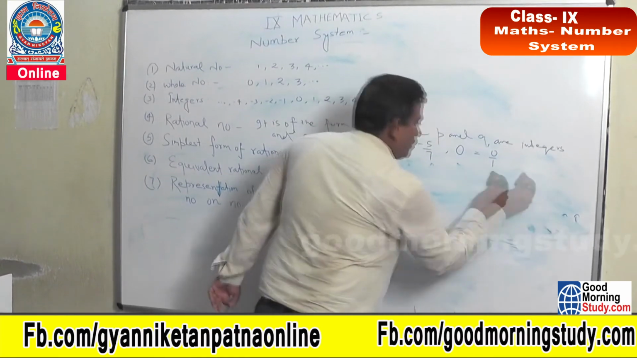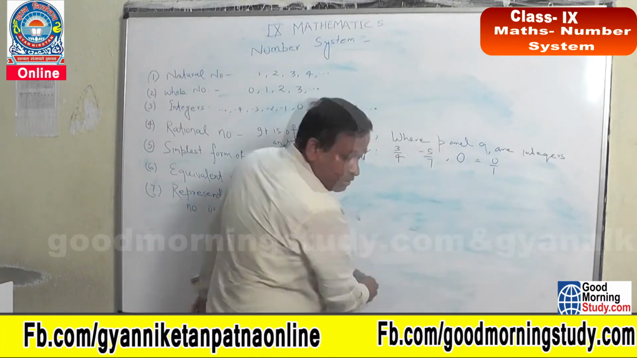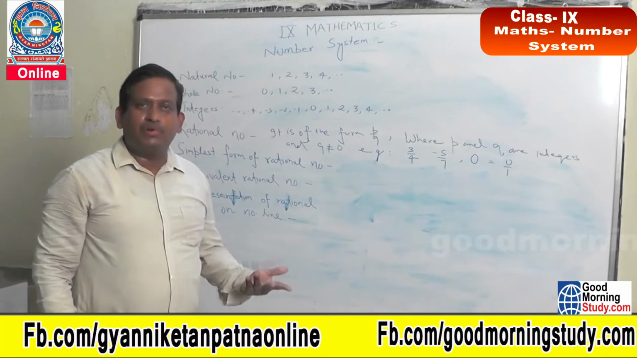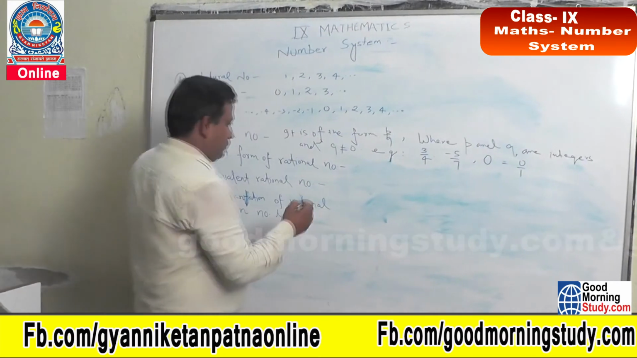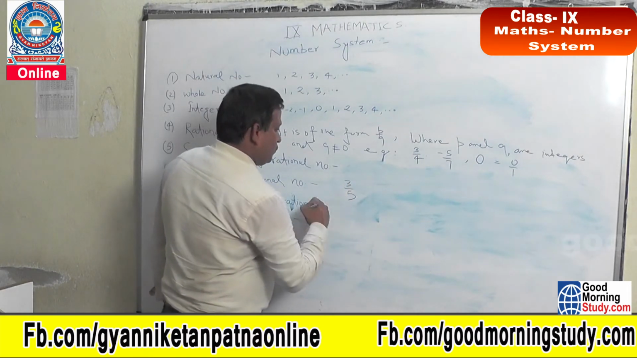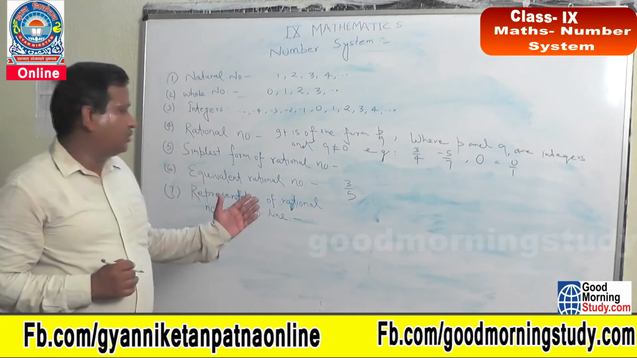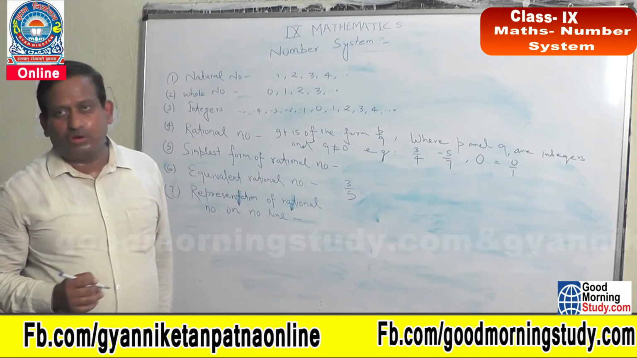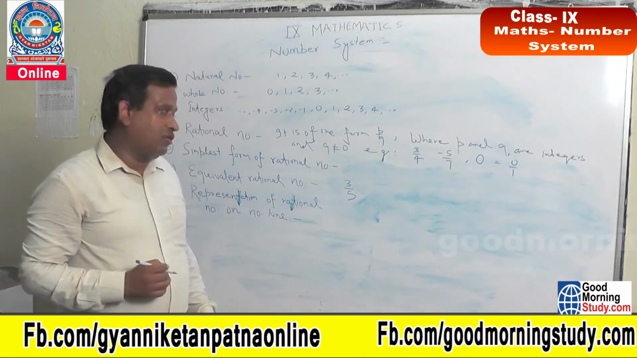In the case of equivalent rational numbers, what is happening? We will multiply both numerator and denominator by the same non-zero number to get an equivalent rational number. So suppose I am writing here 3 by 5, and I have to find some equivalent rational numbers of 3 by 5. So we have to multiply both numerator and denominator by the same non-zero number. It means it can be positive, it can be negative, and it can be fractional also.